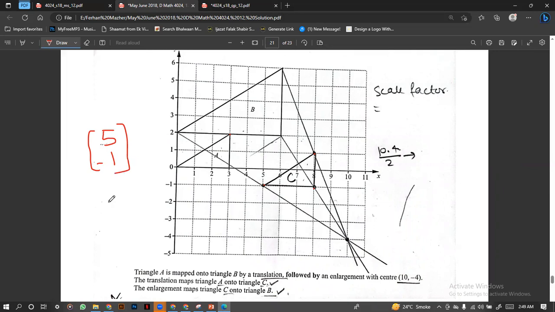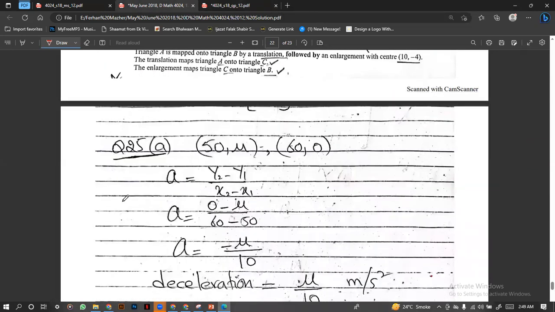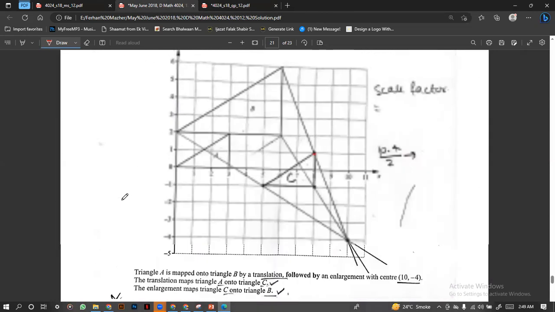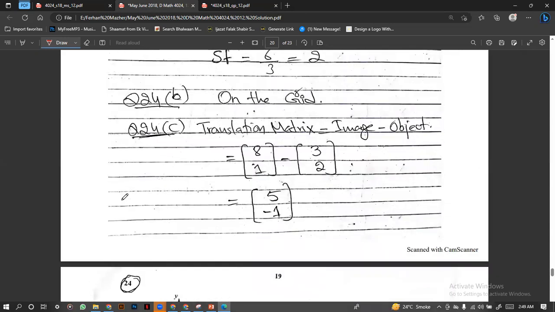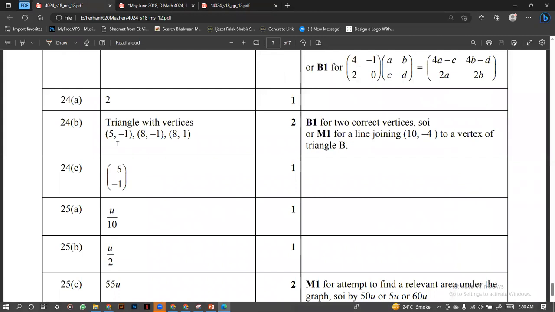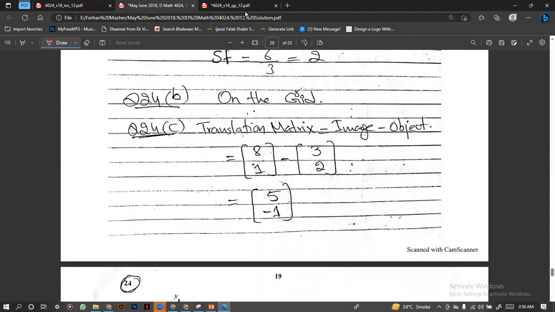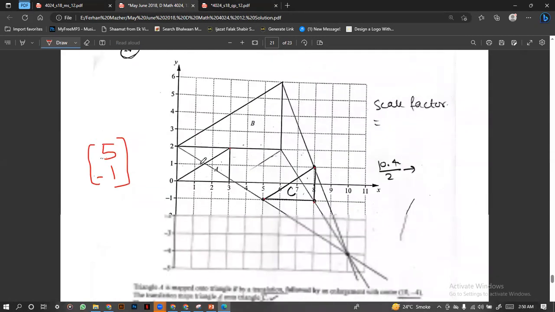Let me show you. The translation matrix is image minus the object. So for example, the image is 8, 1, and the object is 3, 2. We take 2 points, the object and its image, and you just subtract them. So you got 5 and minus 1. 5, minus 1 is the right answer, sir. So this is how you do question number 24.